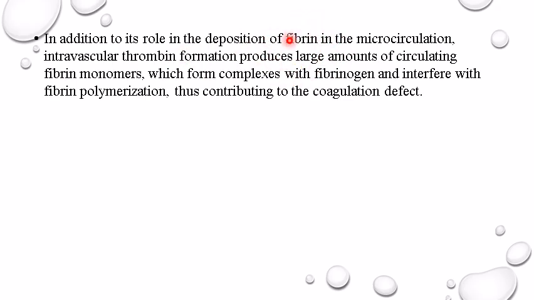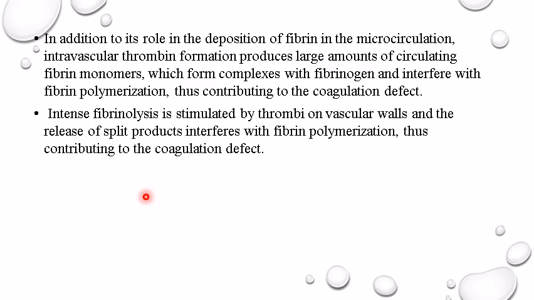The action of thrombin is to change fibrinogen, which is a soluble material, into fibrin, which is an insoluble material. Fibrin in the microcirculation will be deposited on the endothelial cells. So fibrin, as a result of activation of thrombin, will be deposited on the endothelial cells and contribute to the coagulation.